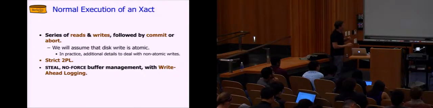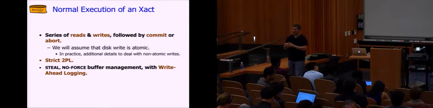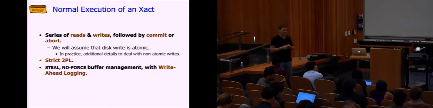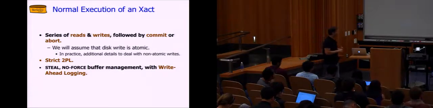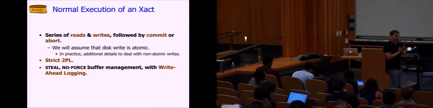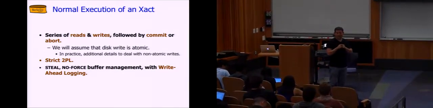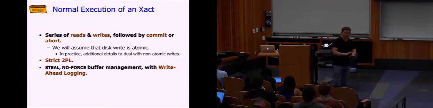Normal transaction execution is a series of reads and writes followed by a commit request or an abort request from the user. This is a normal, no problems transaction. Please assume throughout this conversation that individual page writes are atomic to the disk, because otherwise you'll make yourself crazy. That was handled by a lower level of the system, making sure you don't get a page that's half written and half not written. All right, page writes are atomic.